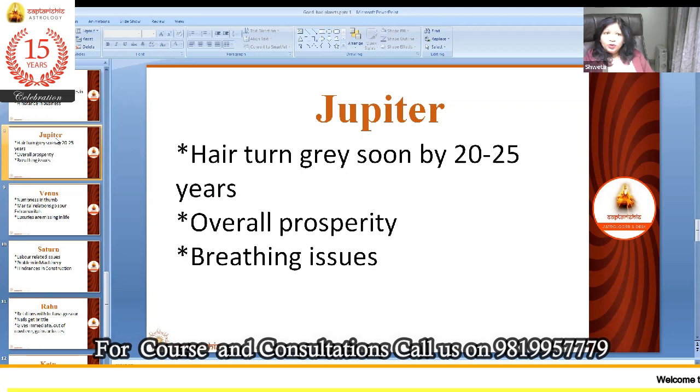Also, we know that Jupiter is oxygen. That's why I say that Jupiter plays a major role. This is the biggest planet. This is oxygen. So if you have breathing issues, if there is asthma, you know what to treat here. Jupiter needs treatment, right? Very good.